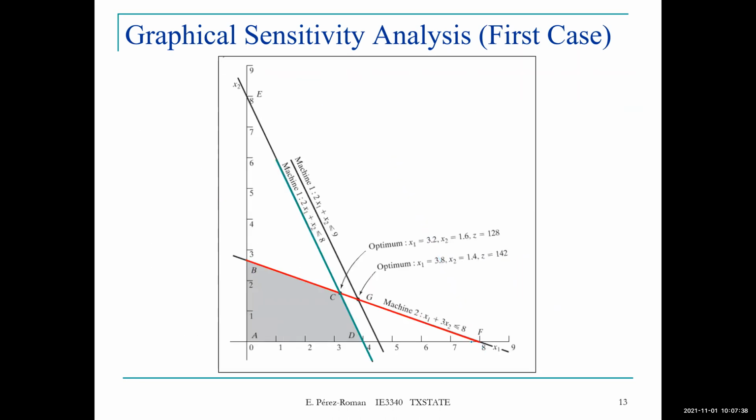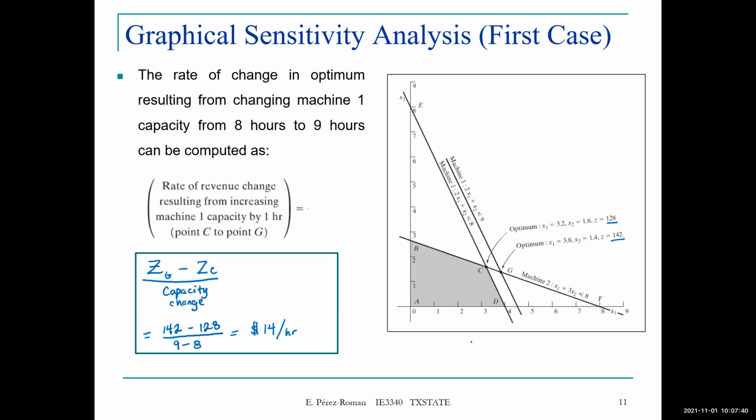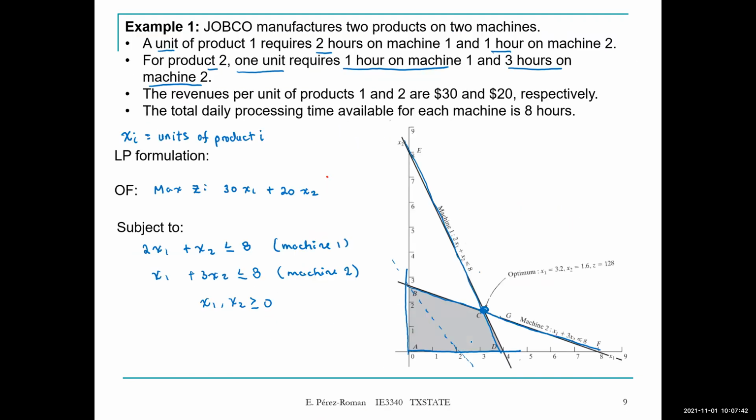for the solution of this problem, let's go back all the way to here. Here, this is the optimal solution, 128. Obviously, we know these are fractional numbers, so we're going to address that later on. But for now, let's assume that this is the solution, fractional numbers. This is 128 in terms of profit.